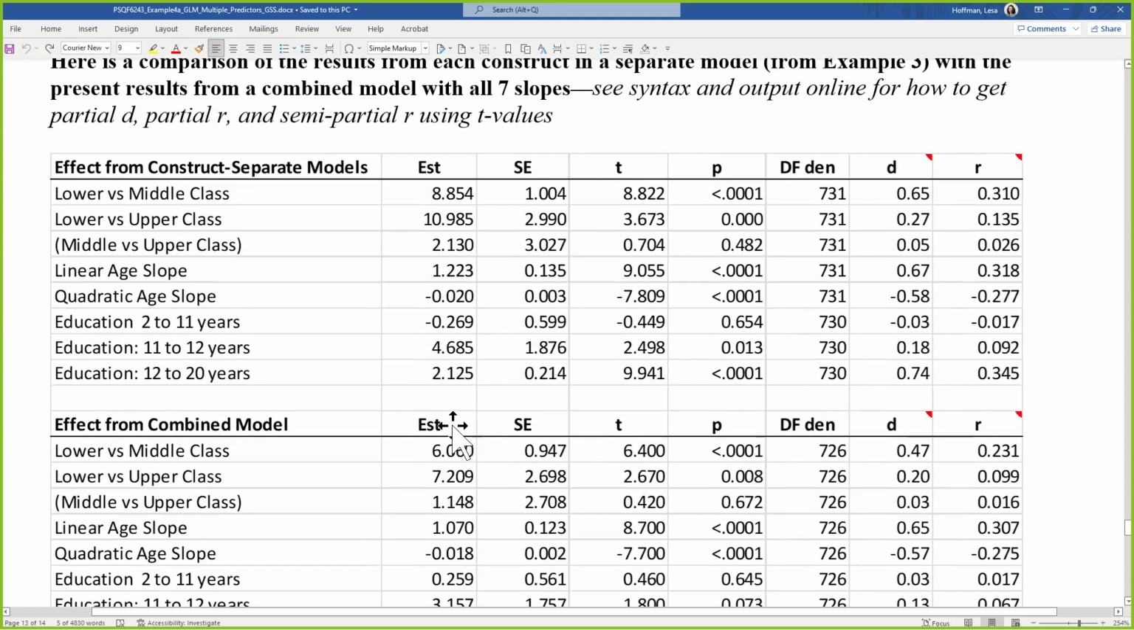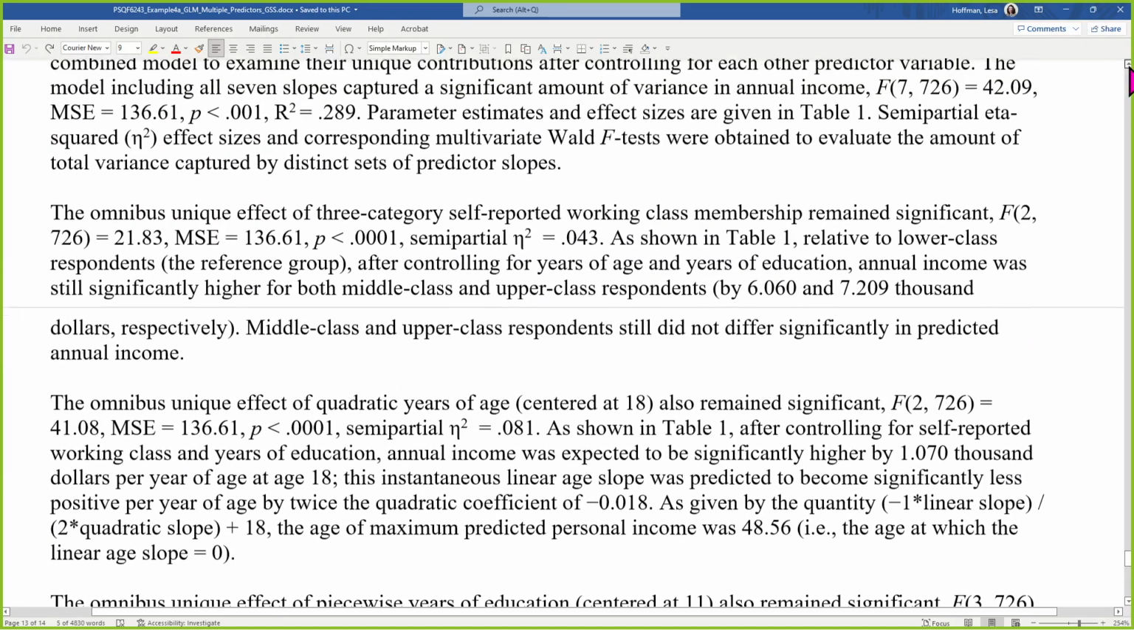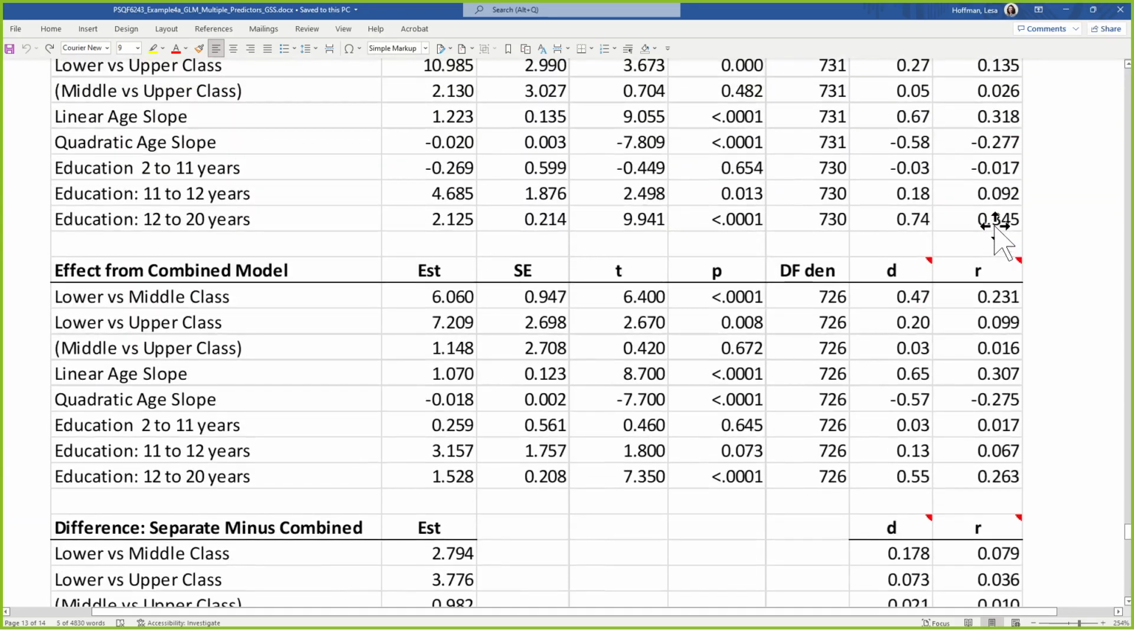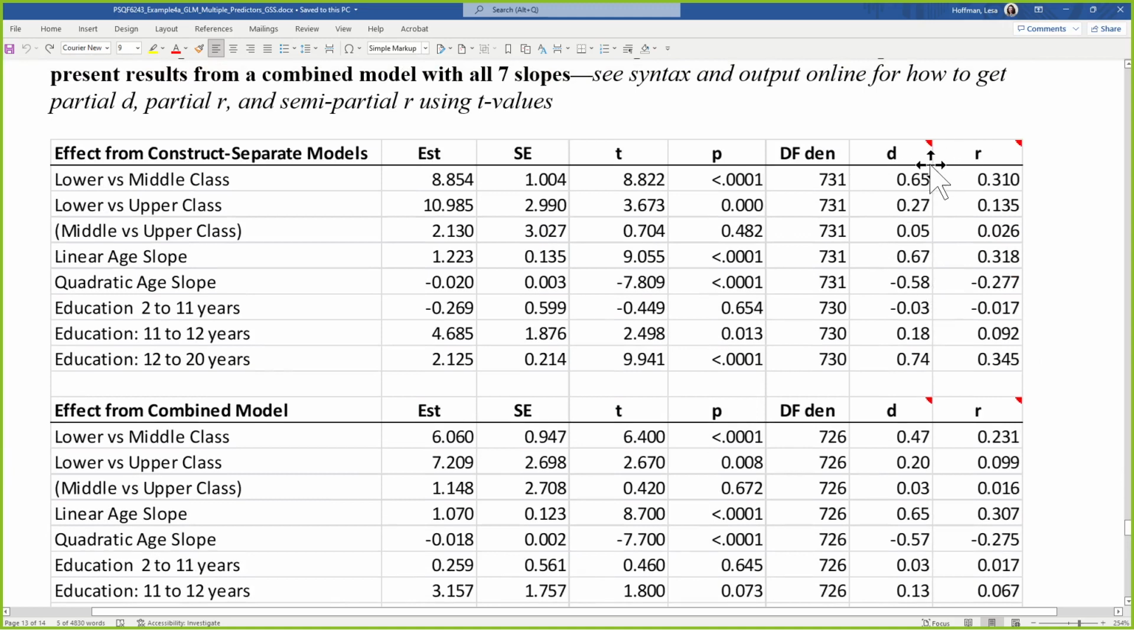This is an Excel table, by the way, that's in your download packet. Note the last two columns. These two columns right here, D and R, those are per slope effect sizes. So those are just computed using this t-test statistic and denominator degrees of freedom like you've been doing in your homework, because I think it's useful to supplement semi-partial eta squares for the overall contribution of the model for each predictor with the specific partial effect size for each of these things.